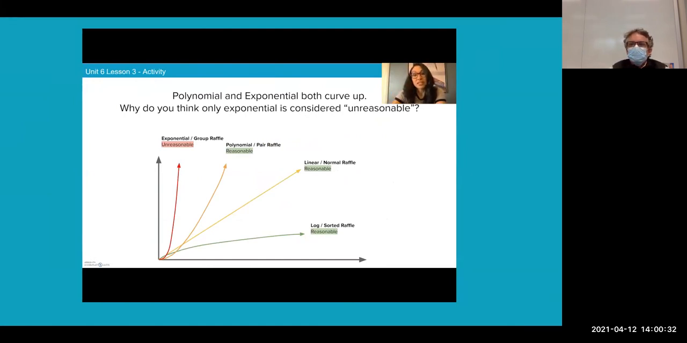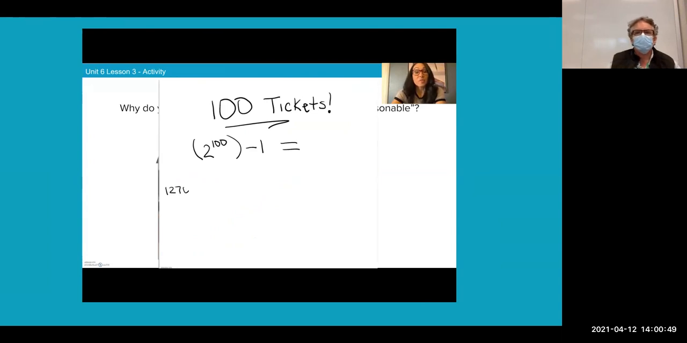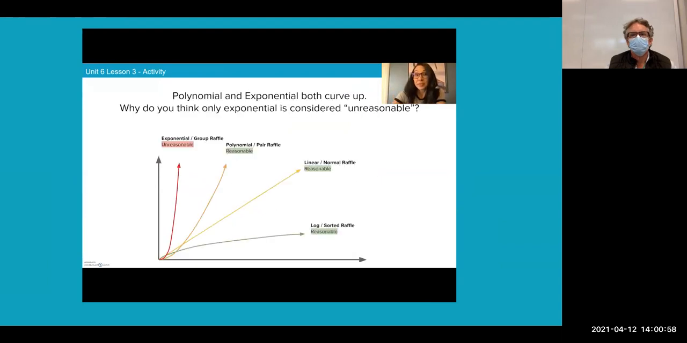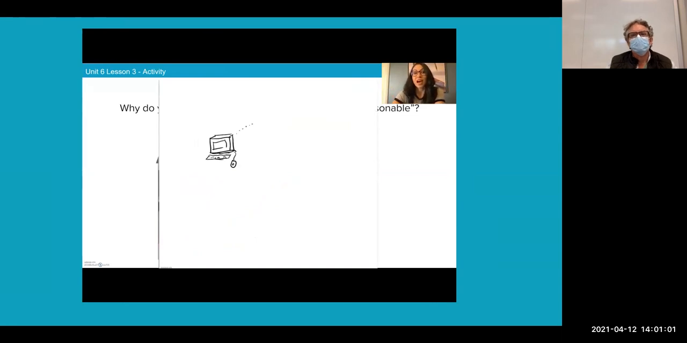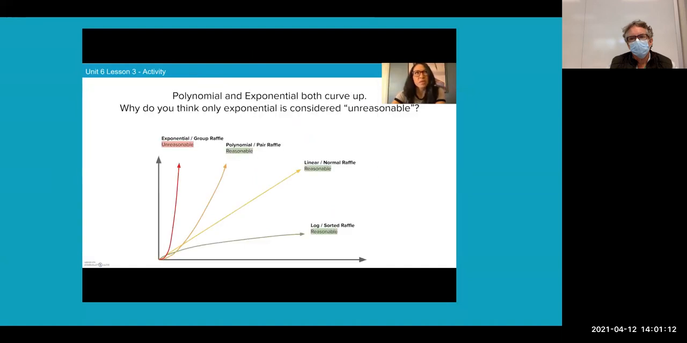Well, as we can see here, exponential curves grow extremely quickly. You simply can't build a computer fast enough, even for relatively small raffle sizes. Let me give you an example. If we had 100 tickets, following that formula, there would have to be 127 followed by 28 zeros checks. So I don't know what number that is. If we built a computer that checks 100 billion combinations every second, it would still take 400 billion years to check all of the combinations. I think we might call that unreasonable.